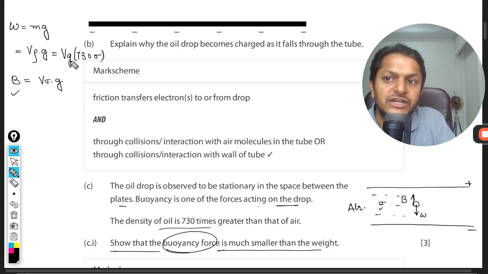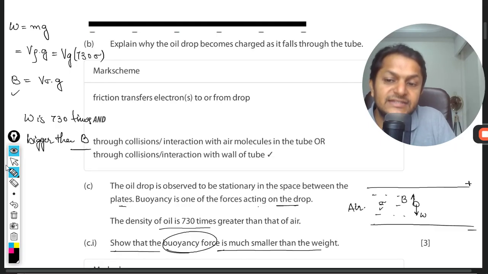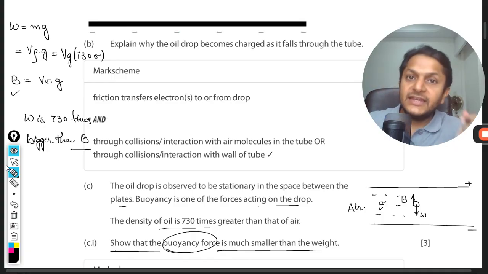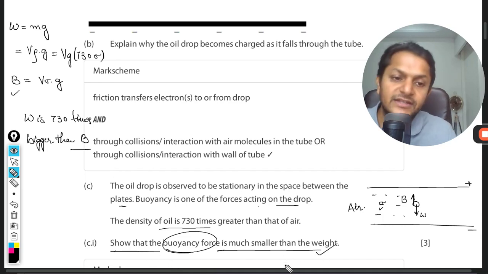So clearly we can say that weight is nearly 730 times bigger than buoyancy. So of course we can neglect the buoyant force there. And that is what the question asks, show that this is very small compared to weight.